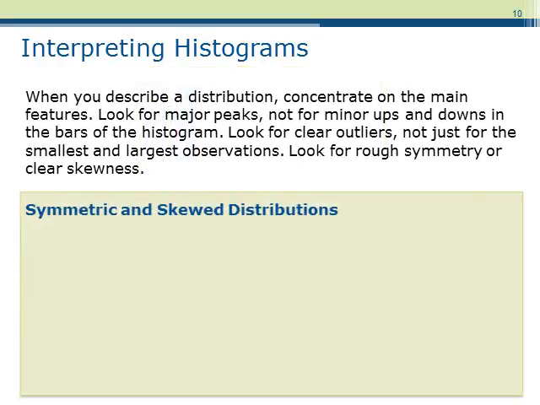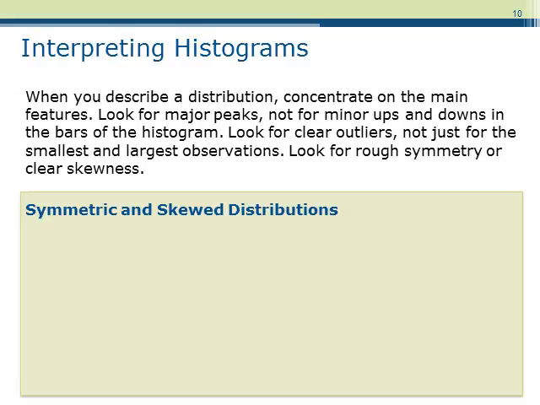When you describe a distribution, concentrate on the main features. Look for major peaks, not for minor ups and downs in the bars of the histogram. Look for clear outliers, not just for the smallest and largest observations. Look for rough symmetry or clear skewness.